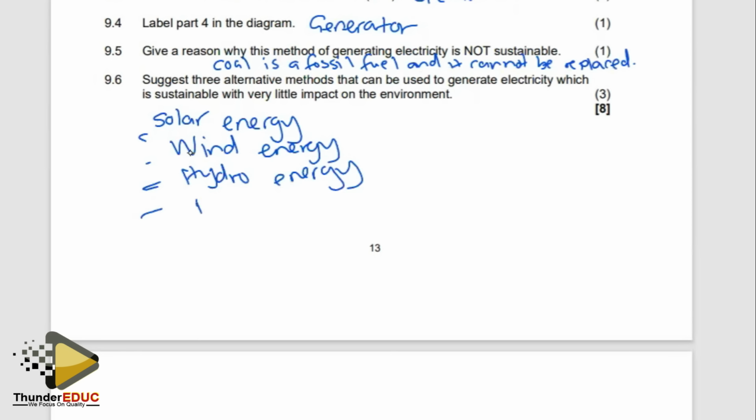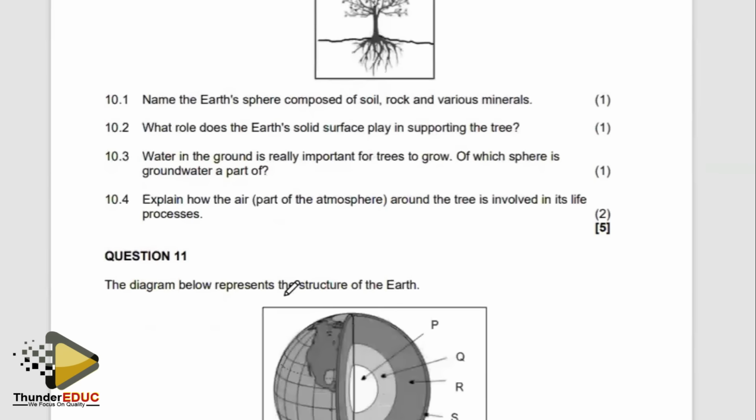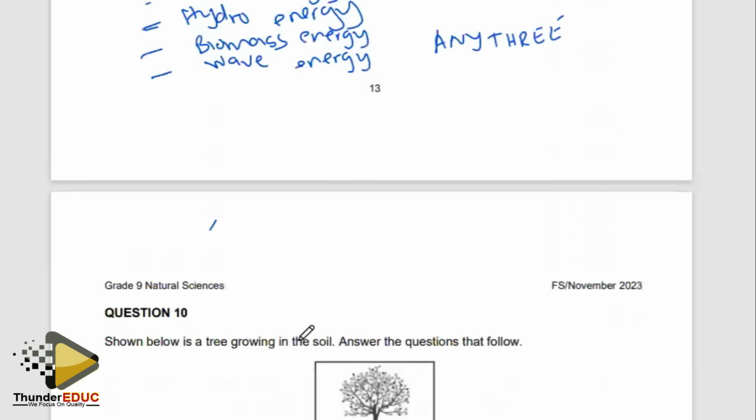We have biomass. We also have wave energy. You can use wave energy. So you can mention any three here. Any three, you get your marks. Then we'll move on to question 10.